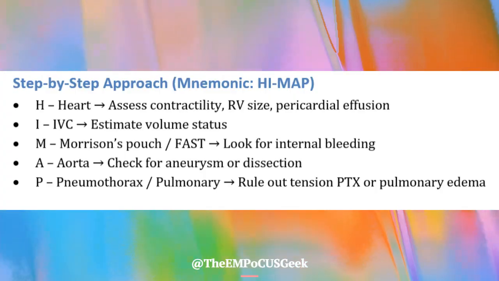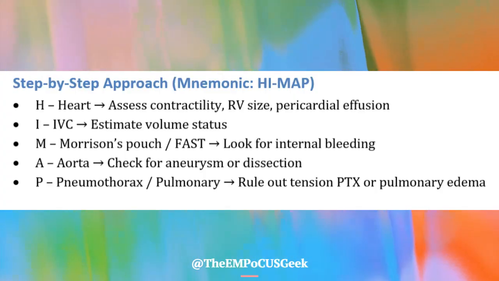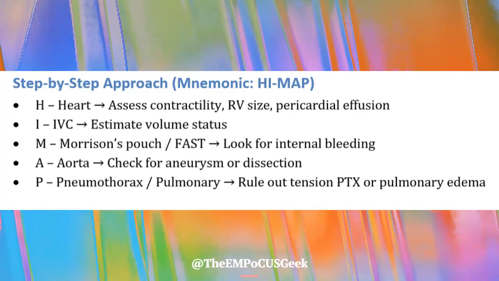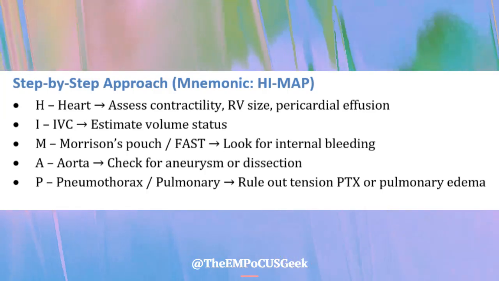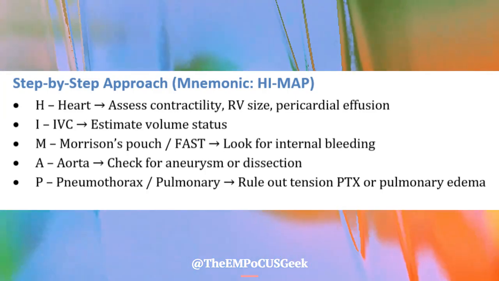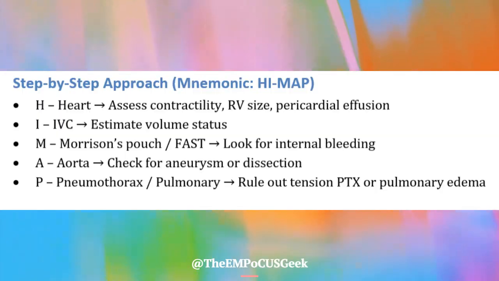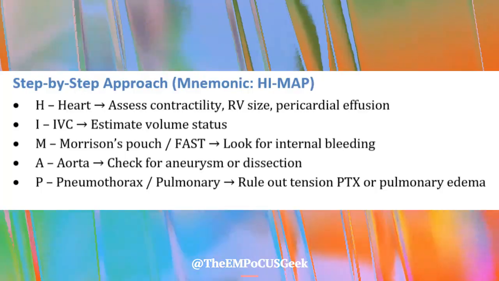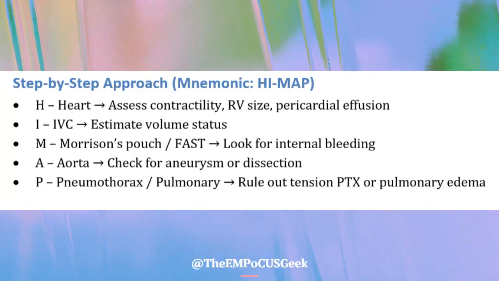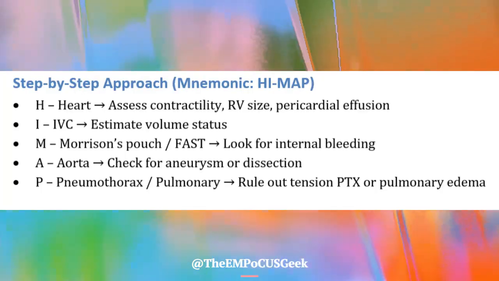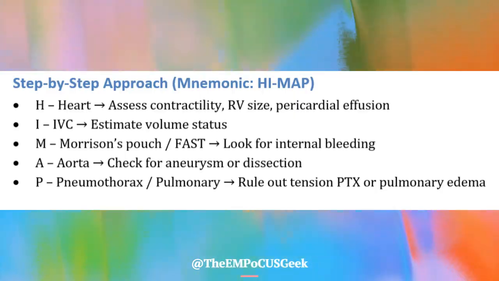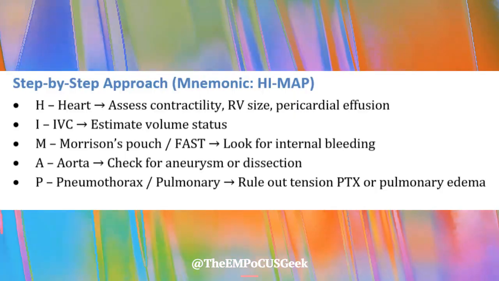M stands for Morrison's pouch or the FAST, and here we look for internal bleeding or free fluid. A stands for aorta, and here we check for any aneurysms or dissection. P stands for pneumothorax or pulmonary, and we look for tension pneumothorax or pulmonary edema.